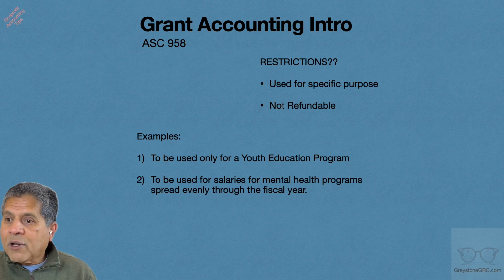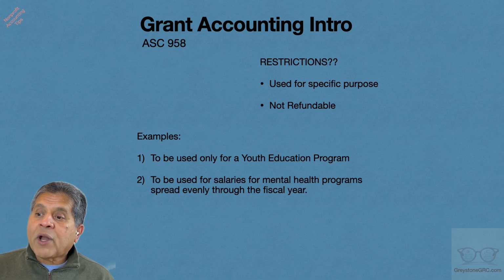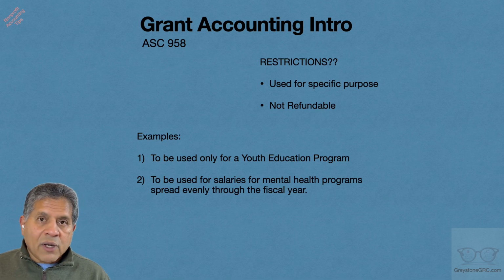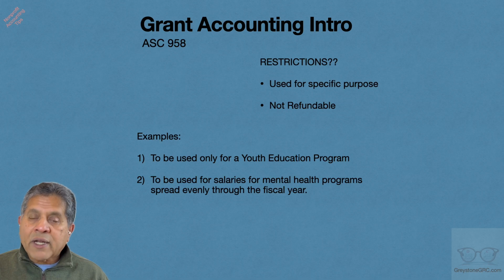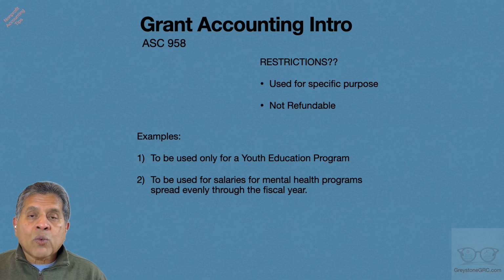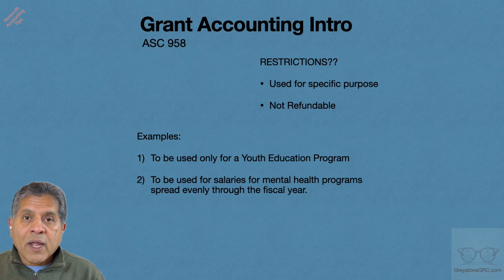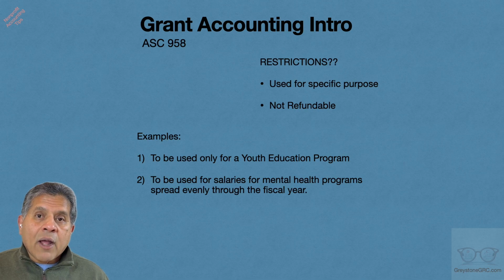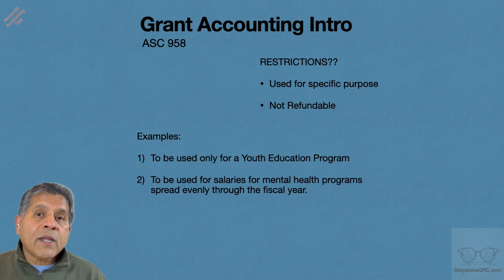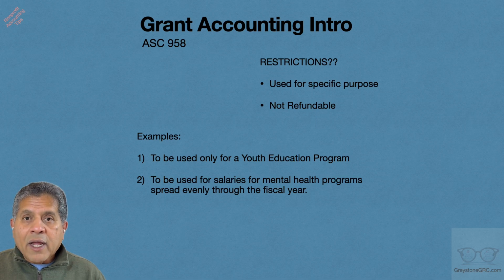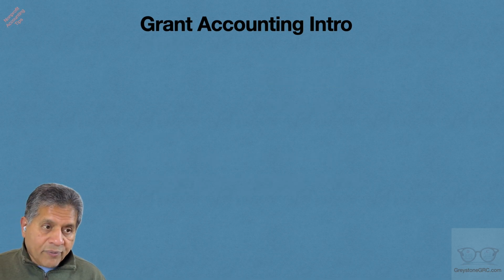Let's look at the second example. To be used for salaries for mental health programs spread evenly through the fiscal year. So let's say you've got $12,000 and it says you've got to spread it evenly, so that's $1,000 a month. And it says it's to be used for salaries for mental health programs. So anyone who's working on that mental health program, this grant can cover up to $1,000 in this example a month of their salaries. Now, if you don't incur that expense, you can't use that money. Again, because it's not quantitatively measurable, this makes it a restriction.